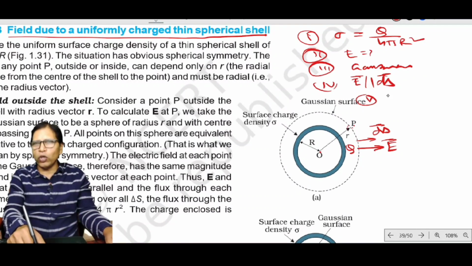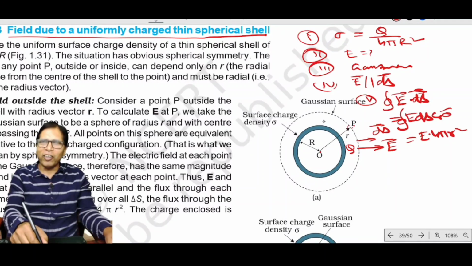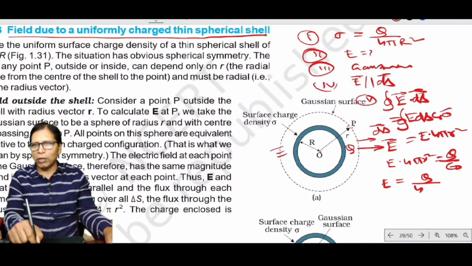Now 5. The total flux is the surface integral of E vector dot ds vector, which equals E ds cos 0 degree. So this is E into 4 pi small r square. Now the charge enclosed by this Gaussian surface is Q. So E into 4 pi small r square equals Q by epsilon naught. So E equals Q divided by 4 pi epsilon naught r square.